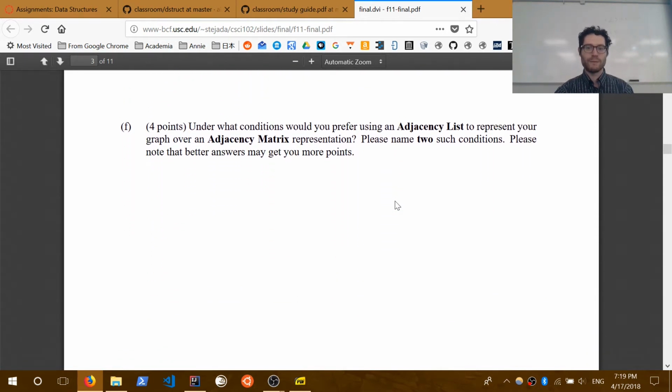Under what conditions would you prefer to use an adjacency list to represent your graph over an adjacency matrix? You want a sparse graph. Yeah. What's sparse? What did we say the cutoff point was? A lot of edges compared to vertices. Yeah. And the cutoff point is about 25%. Right?